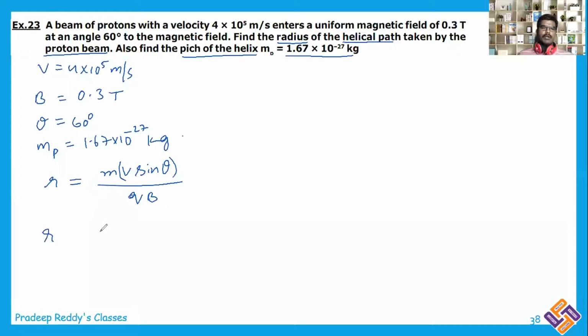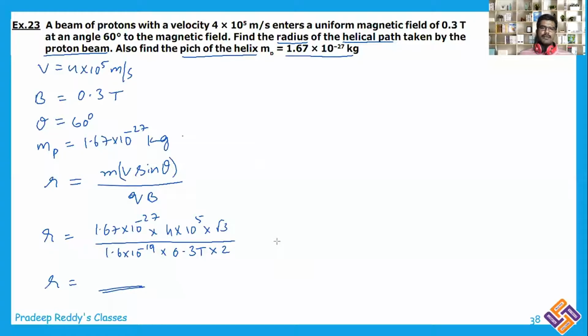So R is equal to, mass is given to you, 1.67 into 10 power minus 27, velocity is 4 into 10 power 5, and sine 60, which is root 3 by 2. And q is the charge of the proton, 1.6 into 10 power minus 19 coulomb. Magnetic field is 0.3 Tesla into 2. If you calculate this total, you will get the radius of curvature of the helical path. Next, you should find out the pitch of the helical path.